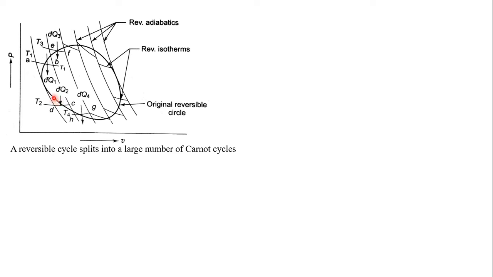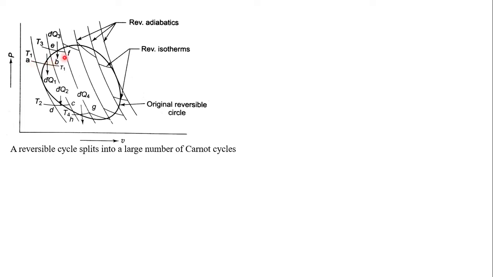This is the Carnot cycle. What do you mean by Carnot cycle? You have isothermal heat addition, then adiabatic expansion during BC, then from C to D, isothermal heat rejection, and D to A, this will be adiabatic compression. So isothermal heat addition, reversible adiabatic expansion, then C to D will be isothermal heat rejection, and D to A will be reversible adiabatic compression.